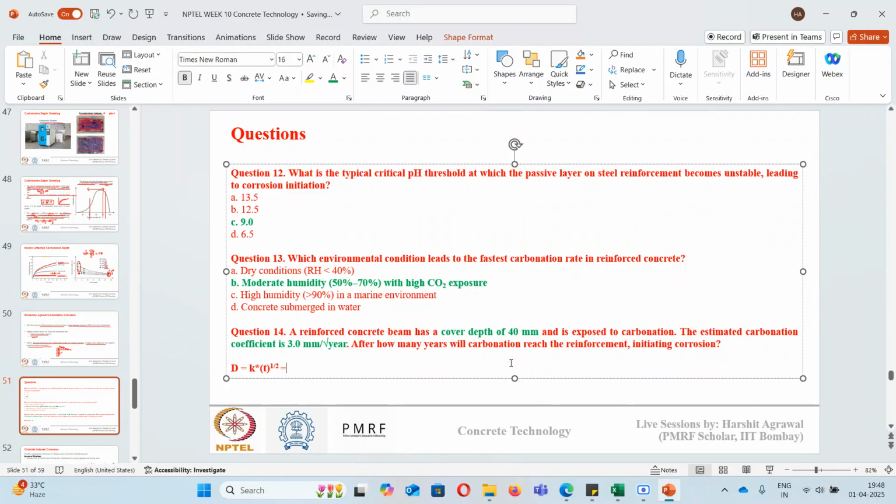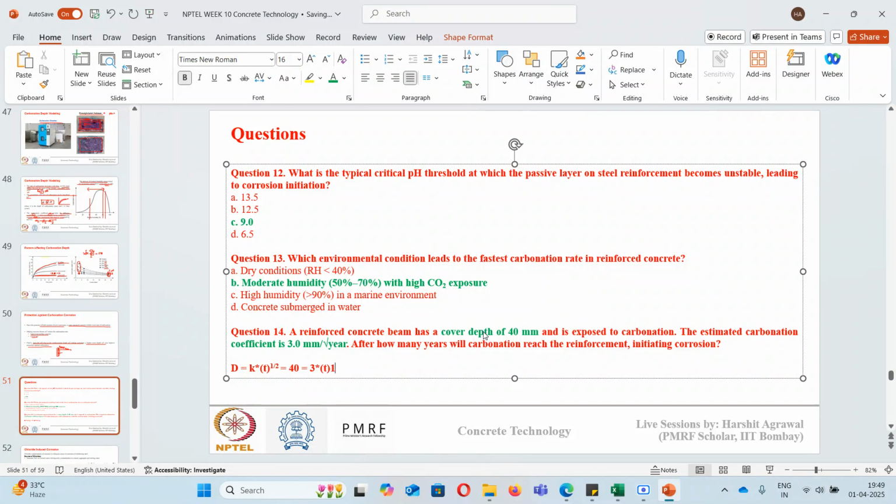Now it is given to us that the cover depth, the amount of concrete that is present over the reinforcement, is 40 mm. And we are asked how many years it will take carbonation to reach the reinforcement. So that means the carbonation depth should be 40 mm. So D is 40 and K is given to us, it is 3 mm per under root year. So D is equal to 3 times under root of T.